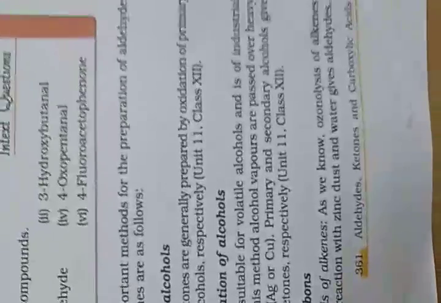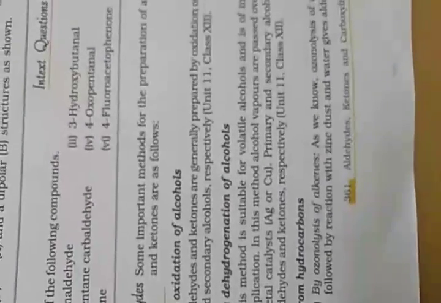Now our third topic is from hydrocarbons. How will we prepare aldehydes and ketones from hydrocarbons? First is by ozonolysis of alkenes. As we know, ozonolysis of alkenes followed by reaction with zinc dust and water gives aldehydes.